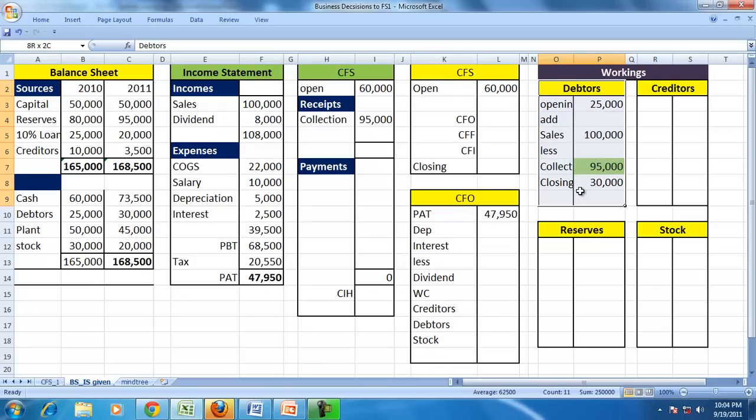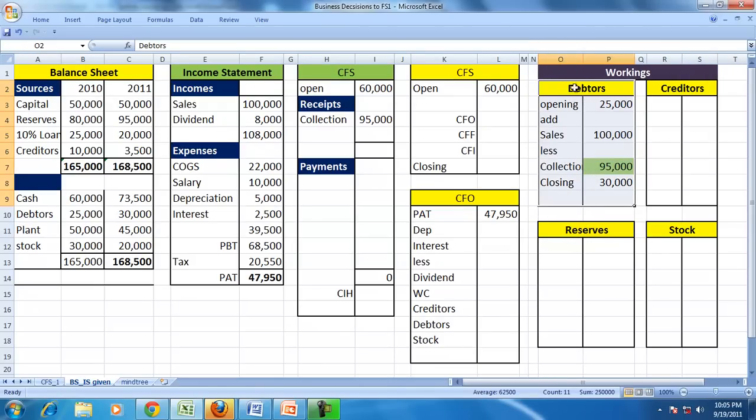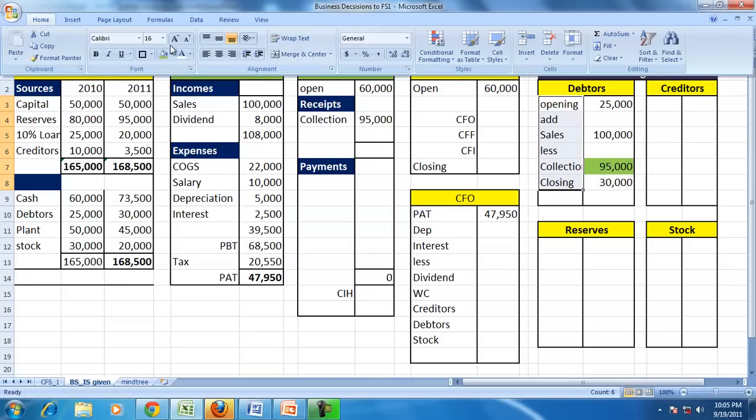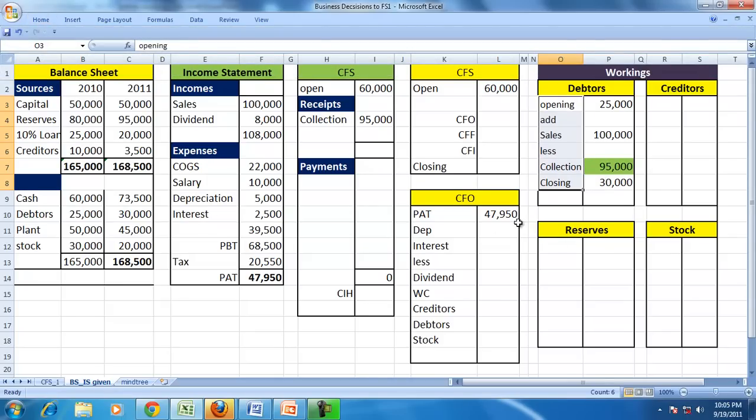But it's always better to have a framework for our calculation. So it's better to follow this process of finding the missing figure by understanding the relationship between the opening and closing items. Now let us pick up some other items. Next item is a dividend. Dividend is an income. But how will you know that the dividend has been received?